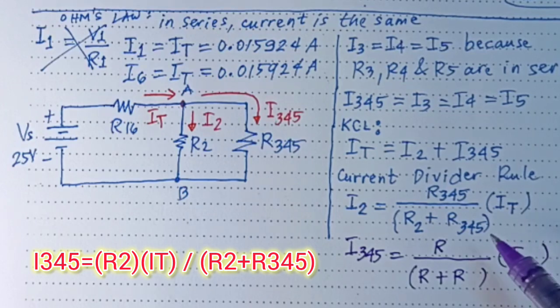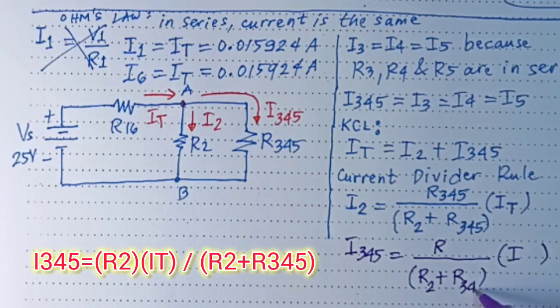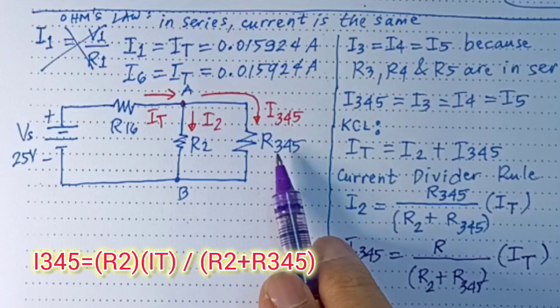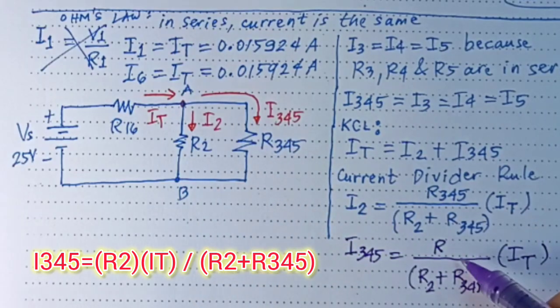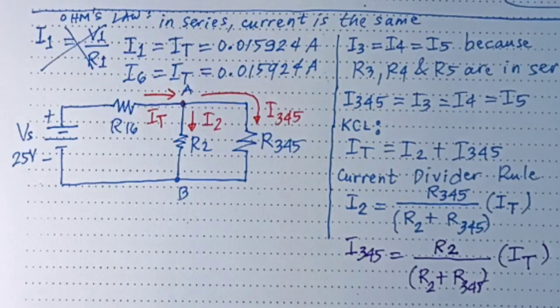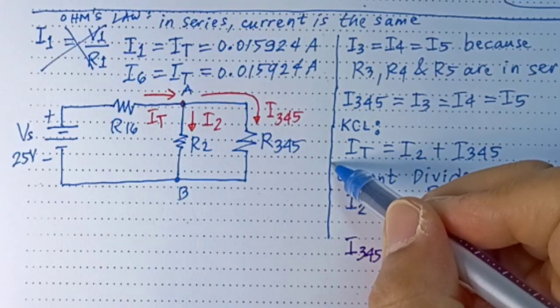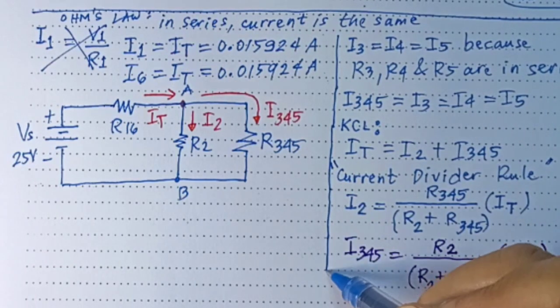Multiply with I. Now, again, just copy the R2 and R345, and the I total over here, the one going in. For the opposite current, I345, the opposite resistor to R345 is R2. So that's why I will write here R2. And that's it. You can get the value of the currents by using the current divider rule.